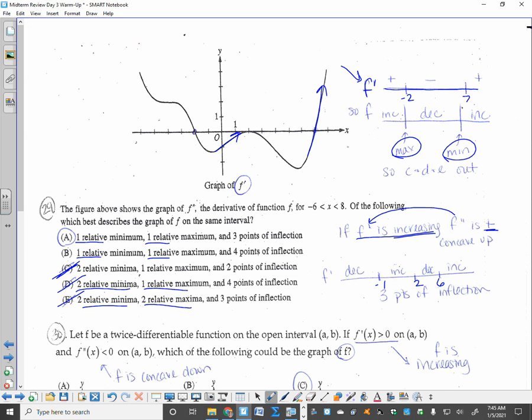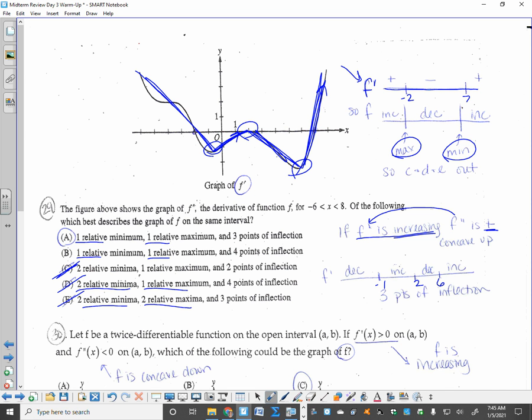And those numbers aren't really important. It's how many times it changes. So it goes from decreasing to increasing to decreasing to increasing. So 1, 2, 3 times it changes. So 3 points of inflection. And that's why it's A and not B.